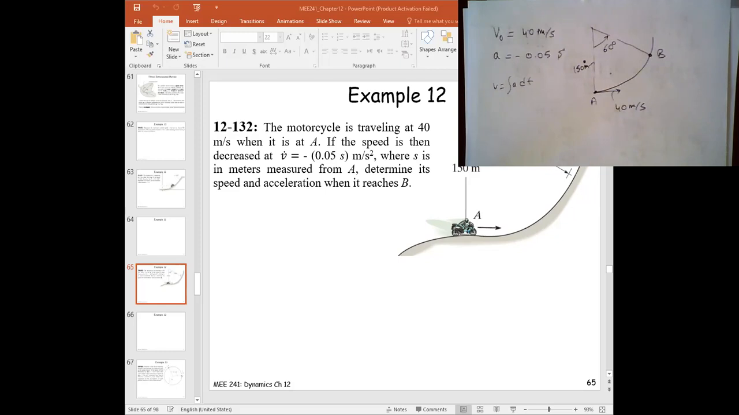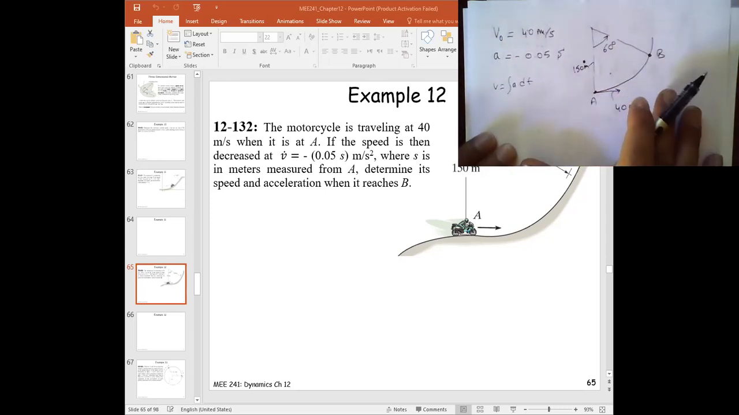Because it's circular, it has a radius of curvature. No, that's also not it, because A equals AT plus AN. Okay, wait. I'm not asking you about normal acceleration right now. I'm not asking you about any of that, right?